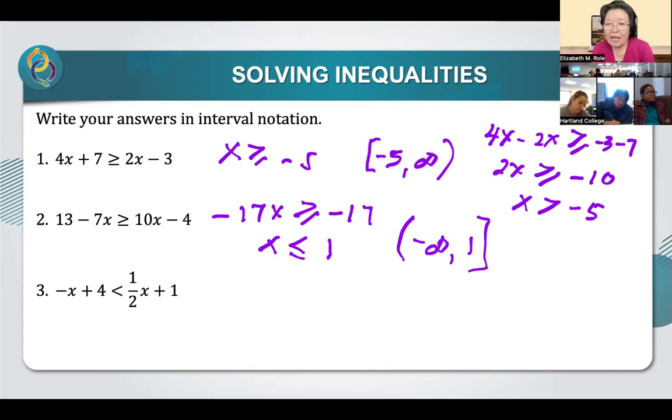So negative infinity, 1. How do you know when something is included and not? If it's equal to. If it's just less than, then it's not included. But if it's less than or equal to, then it's included. So if there is an equal, that one is at the line. So we have less than, greater than, less than or equal to, greater than or equal to.